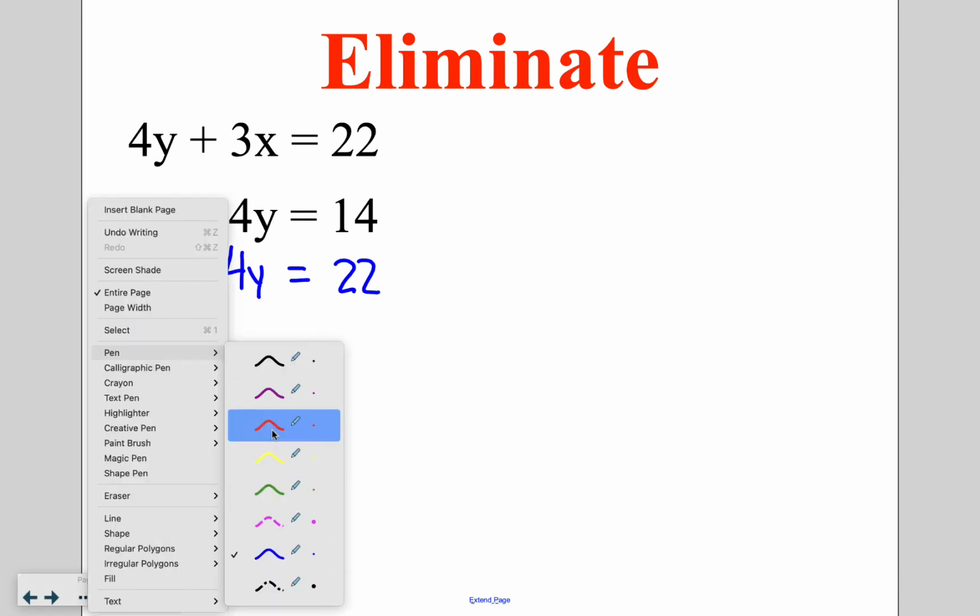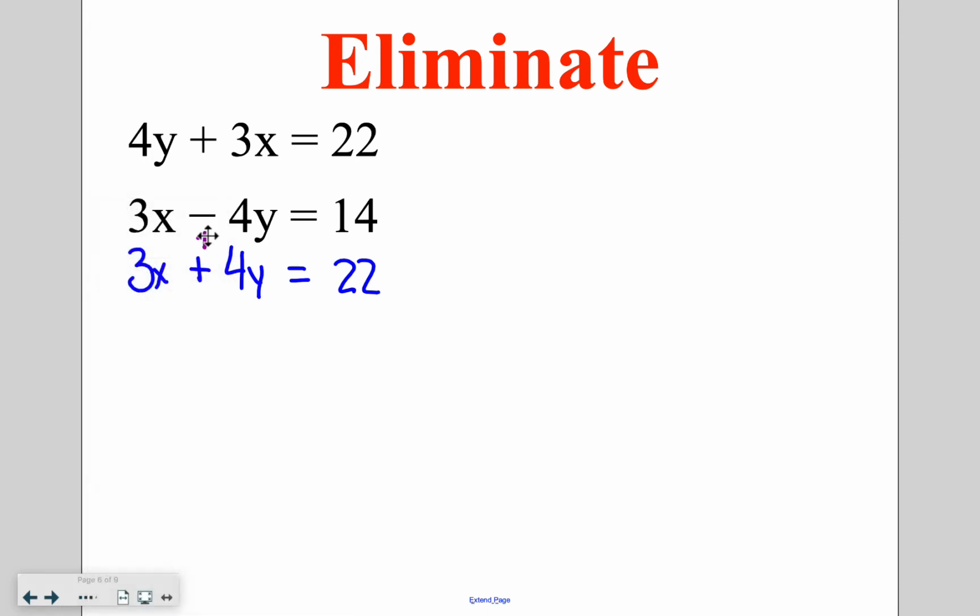Personally, I prefer adding when that is possible, so I'm going to add all of my expressions together. So 3x plus 3x is going to give me 6x. Negative 4y plus 4y is going to eliminate it, and that's going to equal then on the other side 14 plus 22, which is 36.